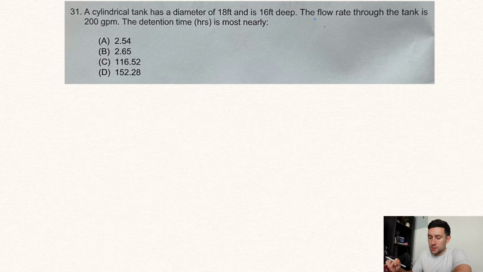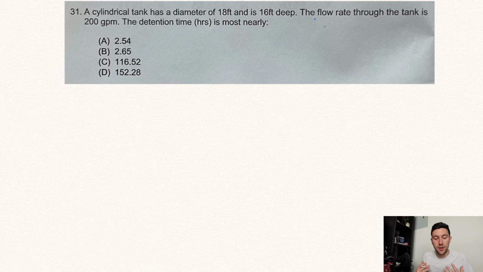Now on to question number 2. A cylindrical tank has a diameter of 18 feet and is 16 feet deep. The flow rate through the tank is 200 GPM. The detention time, hours, is most nearly what? So whenever I think of these tank sort of problems, and anytime they throw out detention time, my head immediately always goes to flow, so flow rate, and they definitely gave the flow rate.